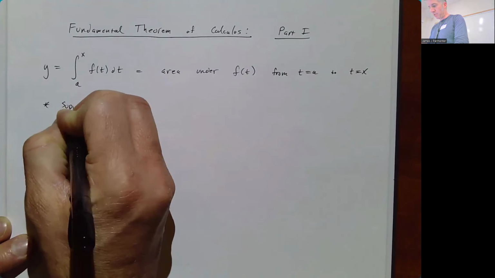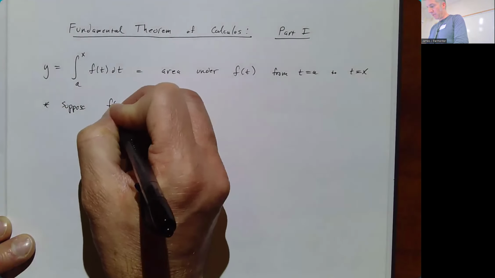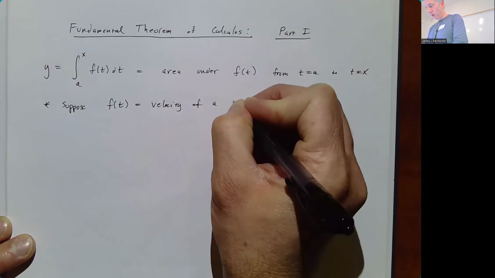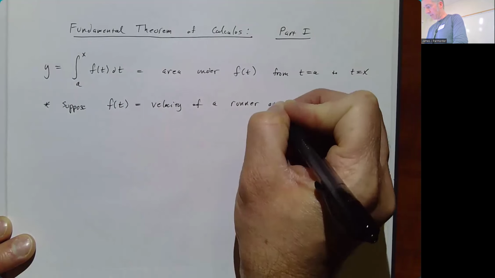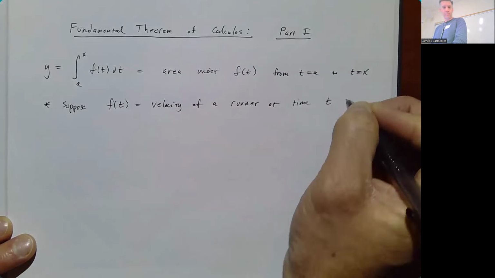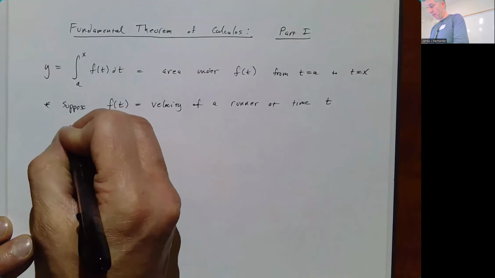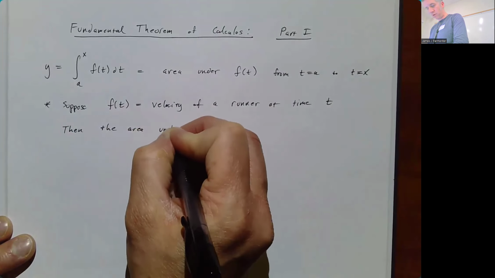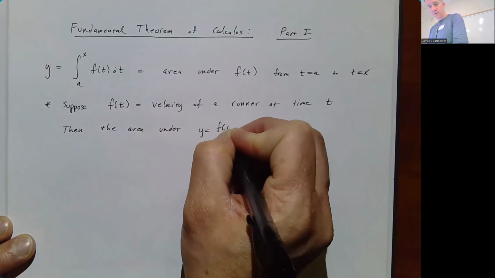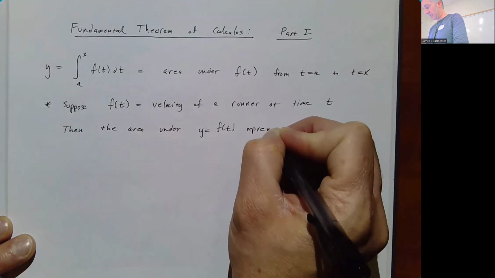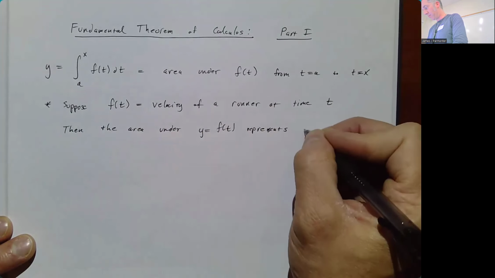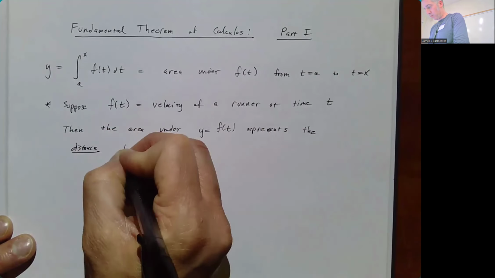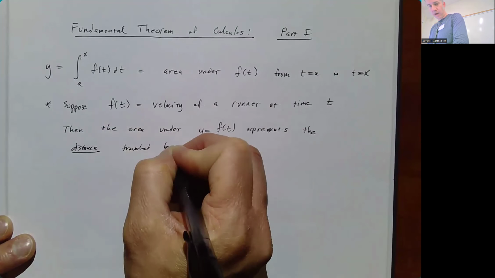And then we're going to try to give some meaning here. We're going to suppose that f of t equals the velocity of a runner at time t. Then the area under y equal to f of t represents the distance that the person has run over that time period. Distance traveled by the runner.